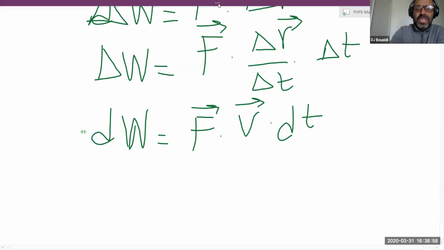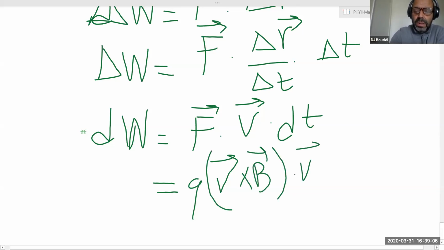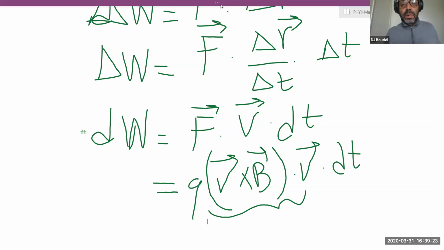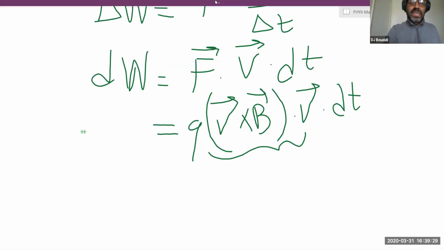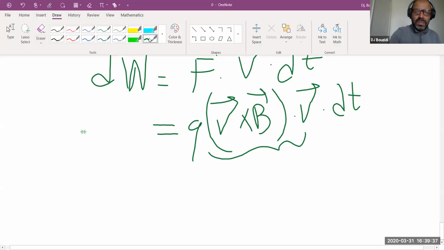So if you're finding that expression, how much work is that? Well, q (v cross B) dotted with v times dt. This expression is 0 because no matter what happens, v cross B is perpendicular to v, because a cross product is perpendicular both to v and B. That is a property of the cross product. And the fact that it's perpendicular to v, dotted again with v, will involve a cosine of 90 degrees no matter what. So this thing in here is going to be 0.